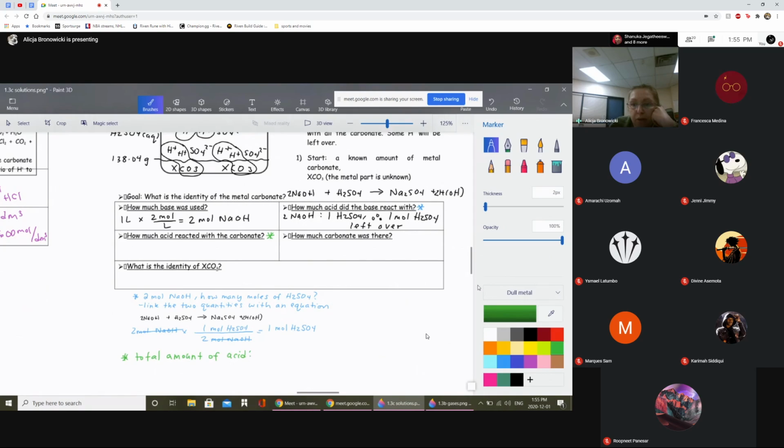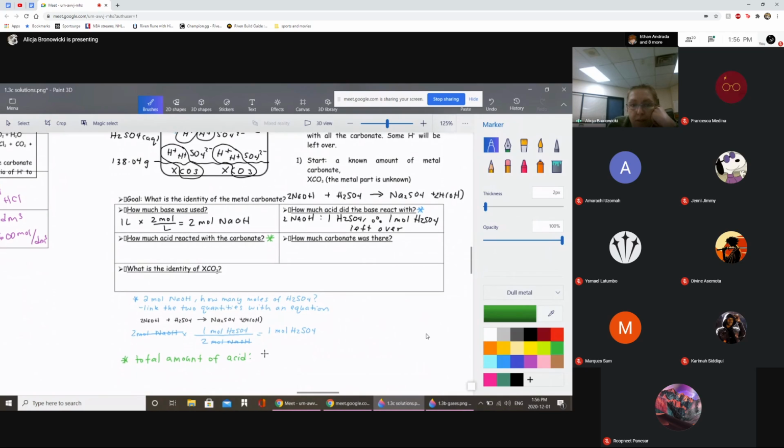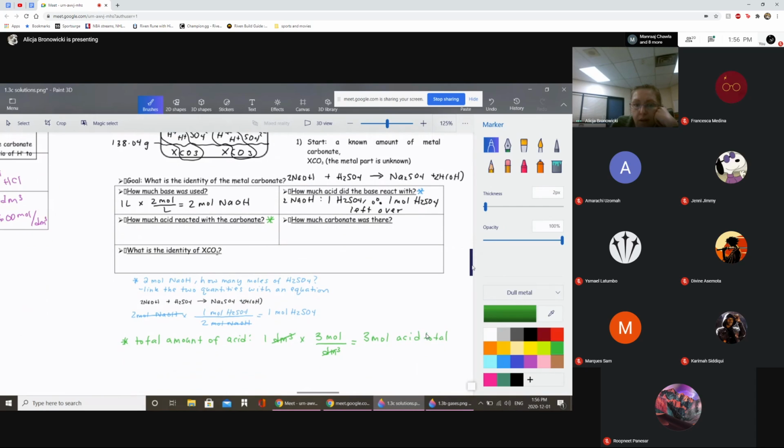Okay, so my total amount of acid, all the acid that I've poured in here, well, I poured in 1 liter of 3 molar H2SO4. So that's 1 liter of 3 molar. Okay, and molar just means mole per liter. So that's 3 moles of acid. So that is how much acid I've poured in total.